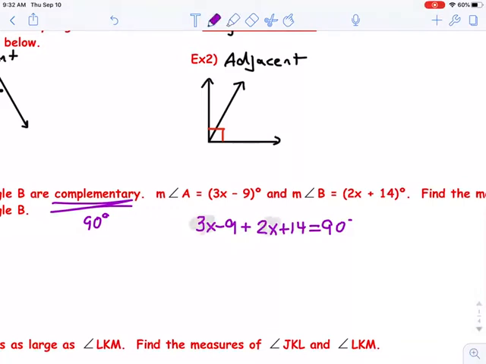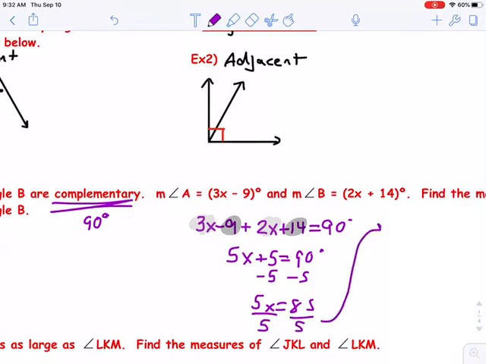Combining like terms, 5x plus 5 equals 90 degrees. Then I'm going to subtract 5 from both sides. I get 5x equals 85. Then I'm going to divide both sides by 5, and x equals 17.